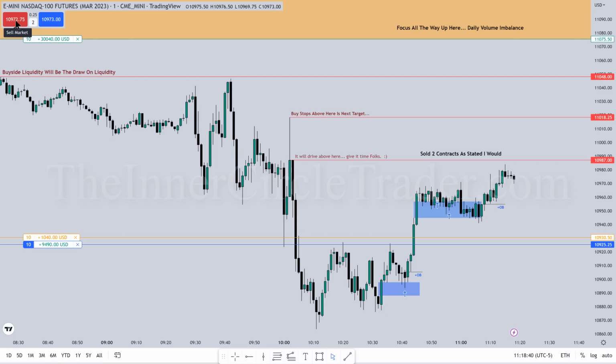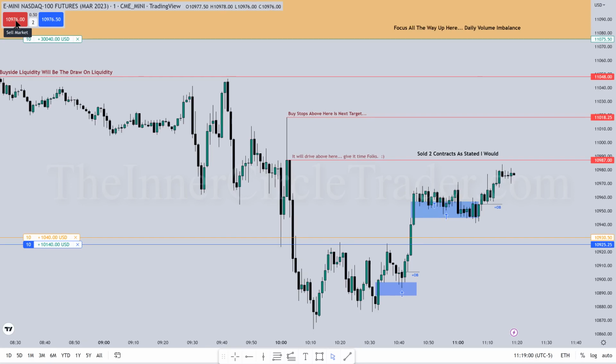So all of this here is preamble to a nice run up into 2 more liquidity pools, the one I'm waiting for, and then that spike wick high at 11,018 and a quarter.